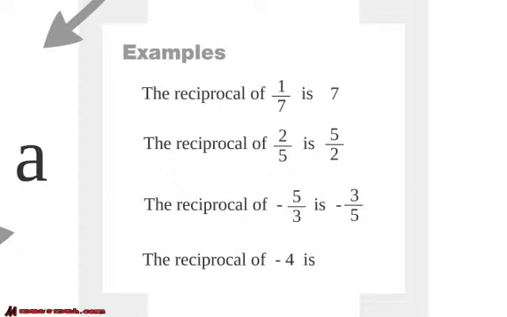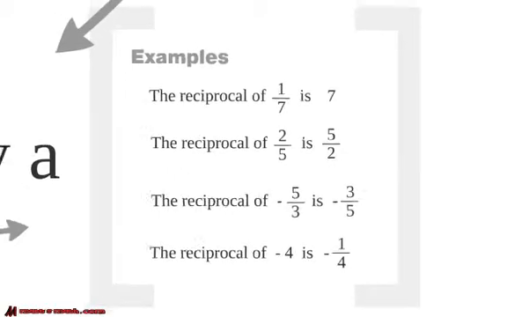What about the reciprocal of -4? Put it over 1, and that's it. So it's going to be -1/4. Flip that when you put it over 1, and then you get -1/4, okay?